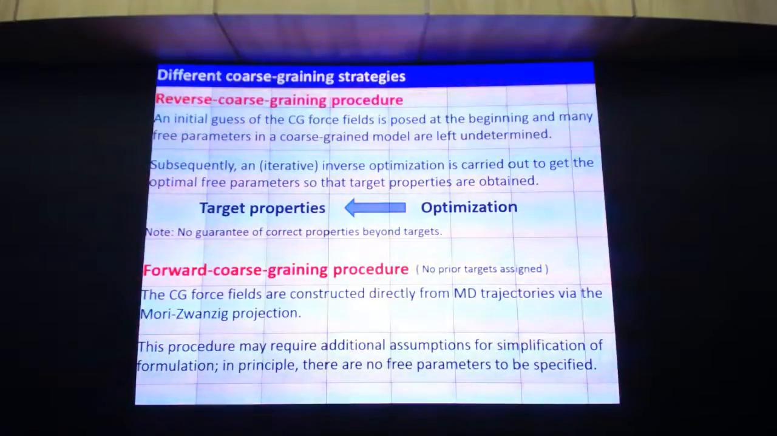However, if you have that right, the conservative force, it doesn't tell you anything about the viscosity, it doesn't tell you anything about the velocity autocorrelation function, which, as we'll see, is very important.